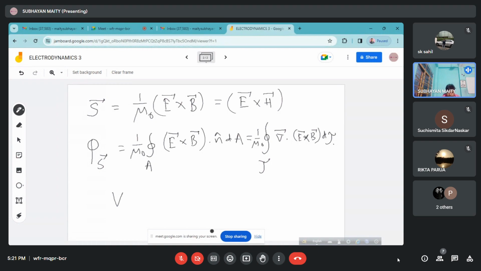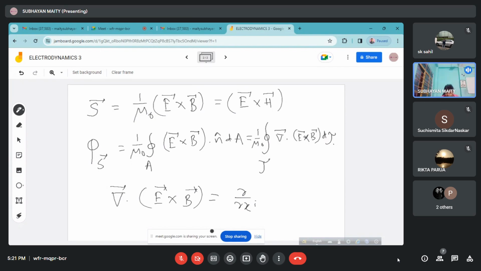Now try to find this expression from our known vector identity, the divergence of E cross B. Gauss's transformation, Gauss's divergence law: the surface is bounded, the volume is also bounded, and the integration is over the volume that the surface bounds.